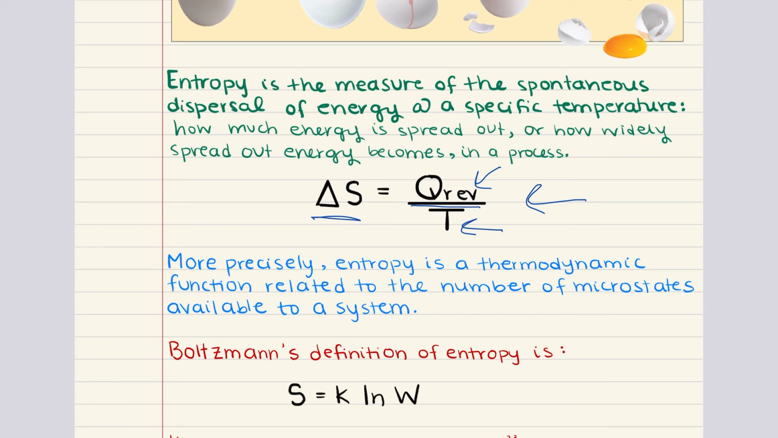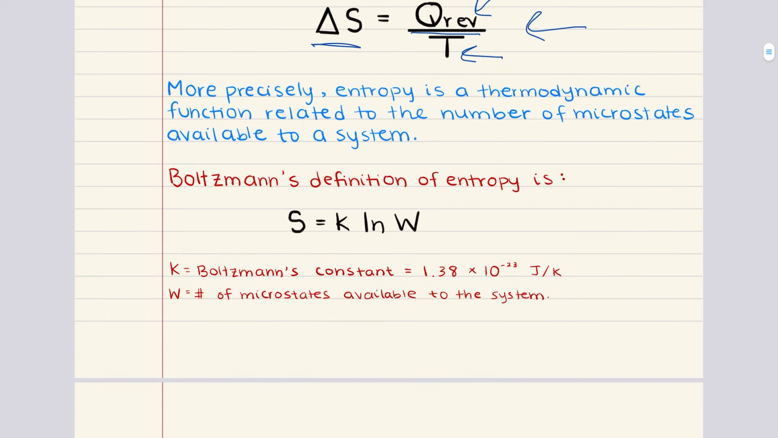But a more precise way to understand entropy involves looking at the concept of microstates. A microstate is a specific way in which the energy of a system can be arranged at the molecular level, considering all of the possible positions and energy levels of the particles.